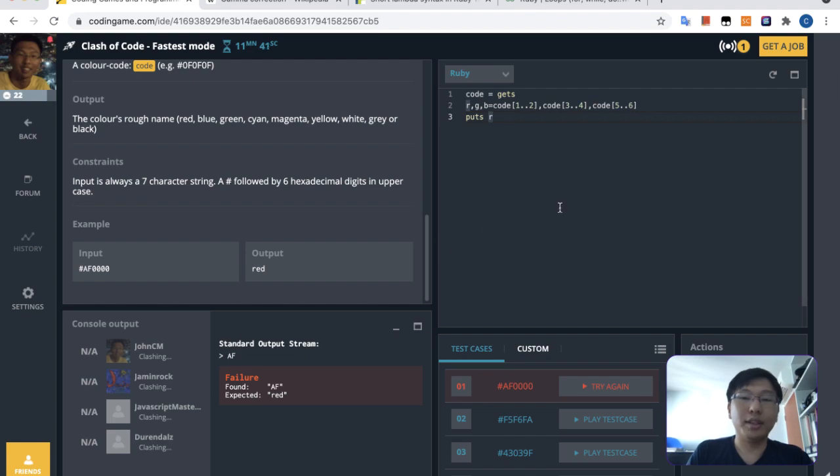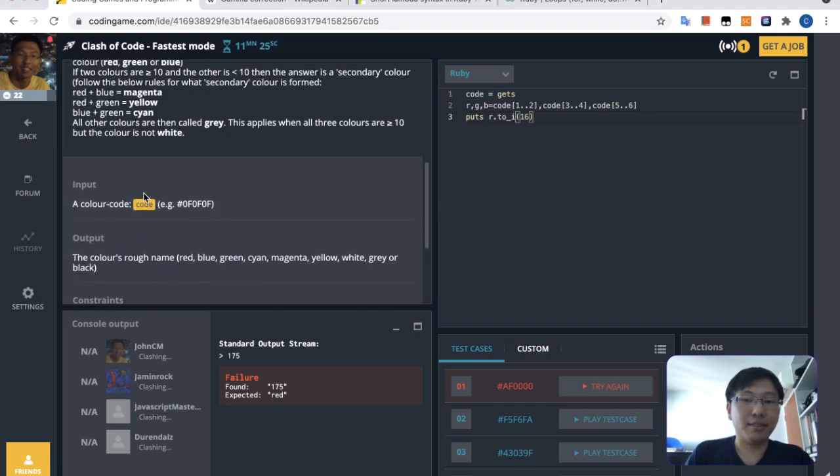Then we need to convert this to ints. Hexadecimal is base 16. So let's see. It's 175.